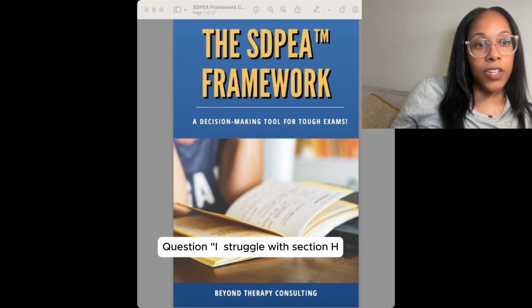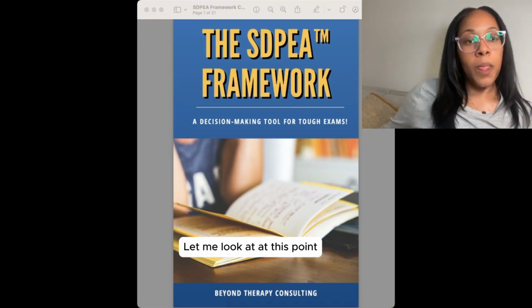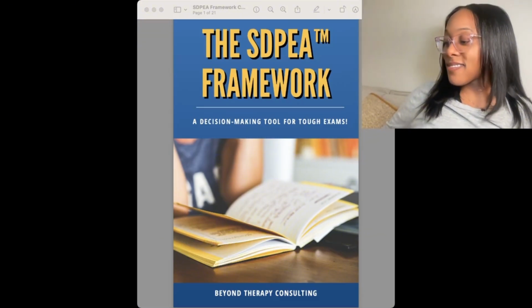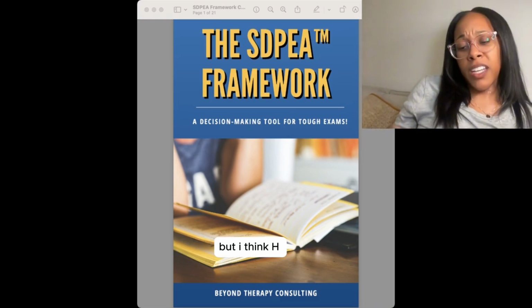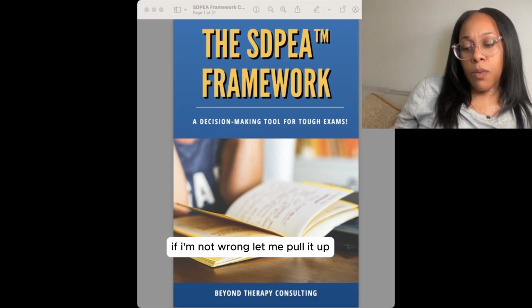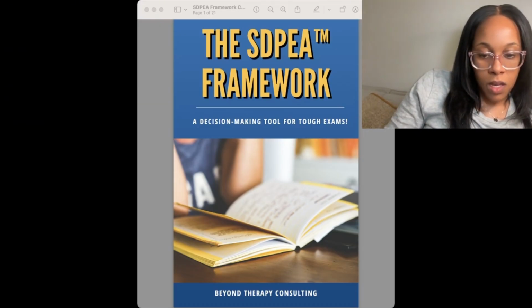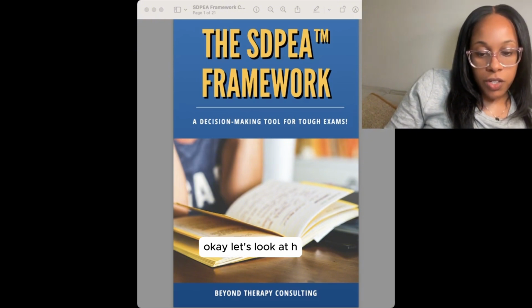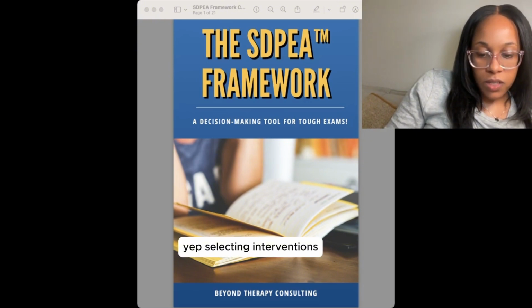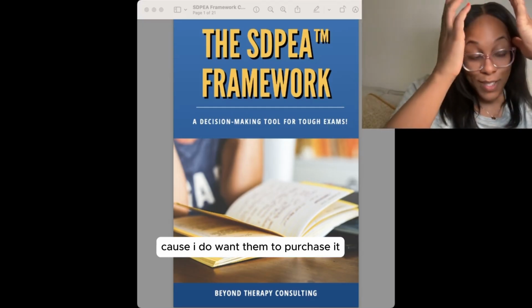I struggle with section H. Is there a way you can help me? Let me look at this. At this point I have some of them memorized, but I think H is selecting interventions, if I'm not wrong. Let me pull it up. I have them saved in my files. Okay, let's look at H. Yep, selecting interventions. I mean, I won't tell people the whole thing because I do want them to purchase it.